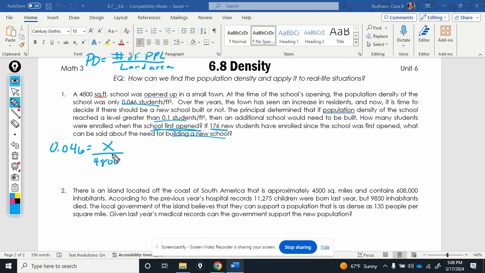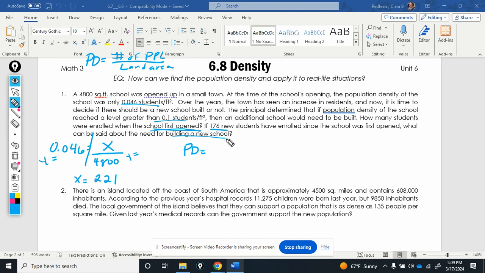Once we solve this, you know how we do it. You can put this in Desmos. Y equals this, y equals this, and your X value should be what? 221 students. So our original population was 221 students. Now that we know the original population of 221 students, we can find the population density of the school now.